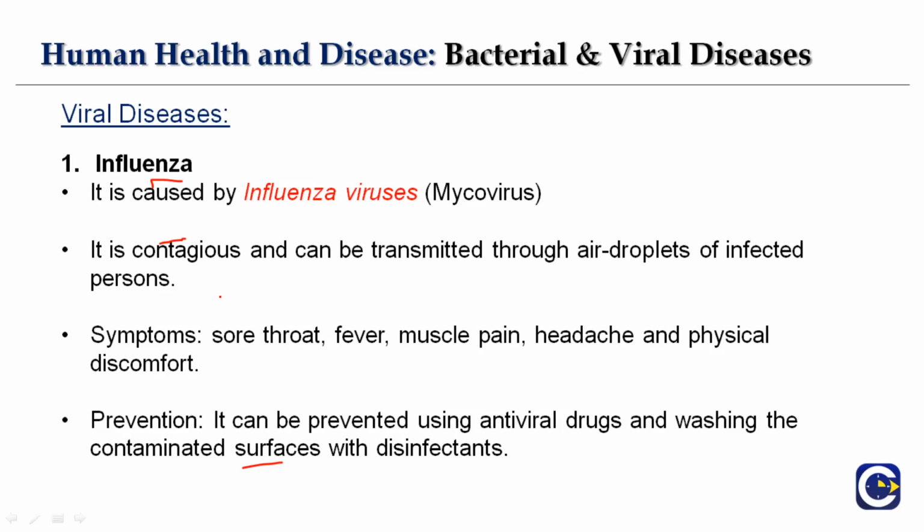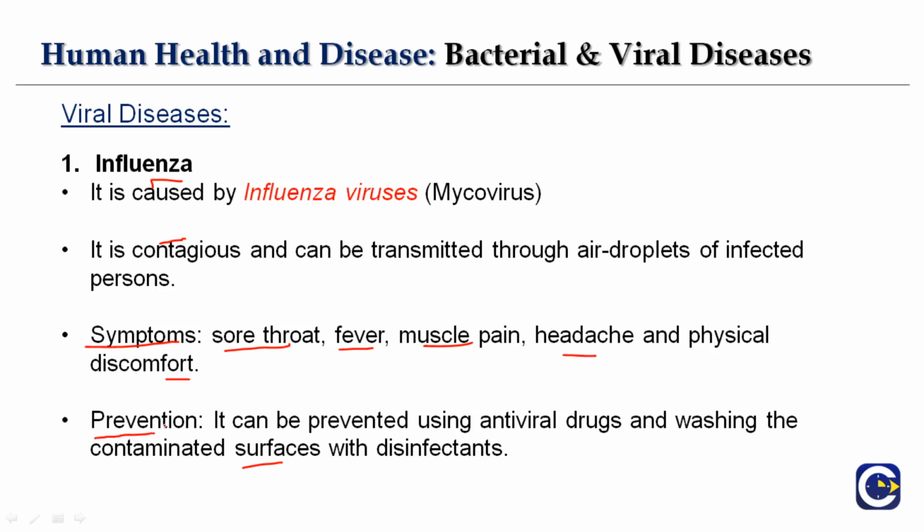So again, I'm going to talk about the example of coronavirus here. That is said to be a contagious disease, a viral disease, and the transmission is again through an infected person, through the air droplets and all that. Even if you happen to touch contagious materials, like kerchiefs or any materials the infected person has used, you can also catch the disease. Next, coming to the symptoms here: sore throat, fever, muscle pain, headache, and physical discomfort. These are the symptoms and signs of the viral disease influenza.